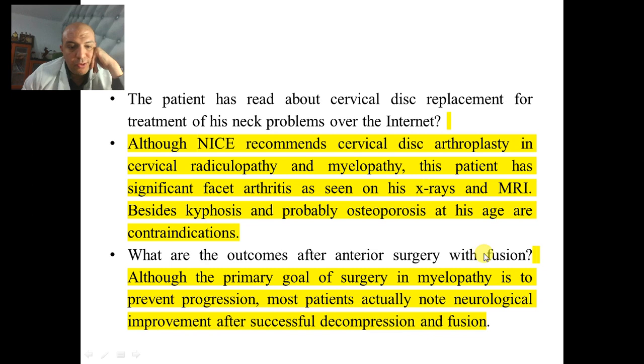What is the outcome after anterior surgery with fusion? The primary goal of cervical radiculopathy surgery is to halt progression, not neurological improvement. Inshallah, he will improve neurologically, but this is not the aim of the surgery.